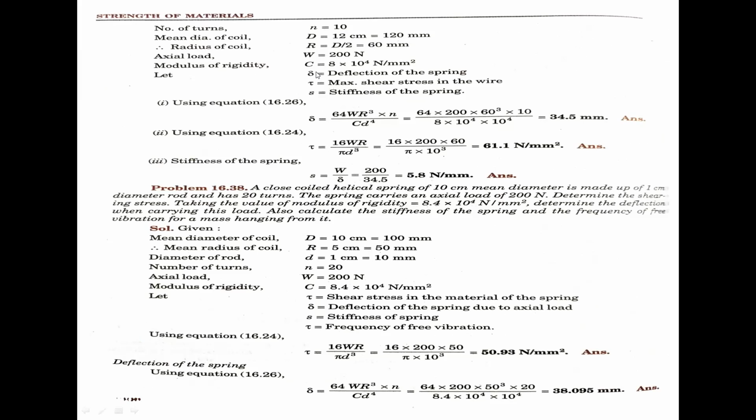Modulus of rigidity, capital C equal to 8 into 10 to the power of Newton per m square. Okay, let delta be the deflection of the spring, tau the maximum shear stress in the wire, and S the stiffness of the spring. These three parameters you have to calculate. This is the given data.